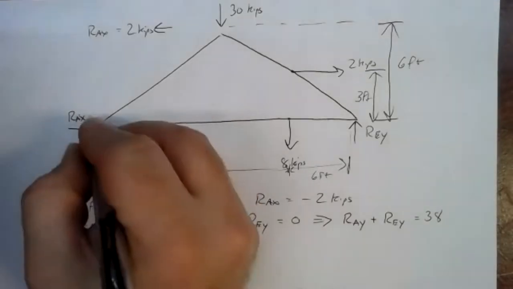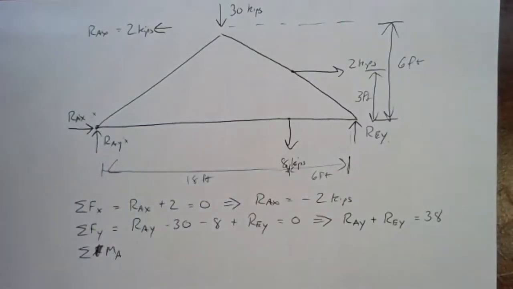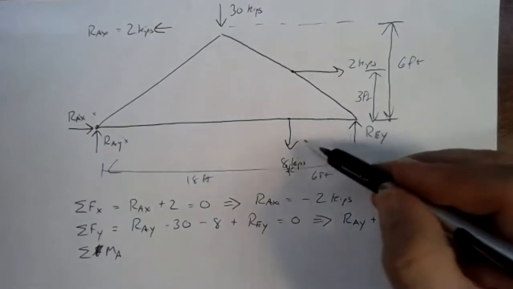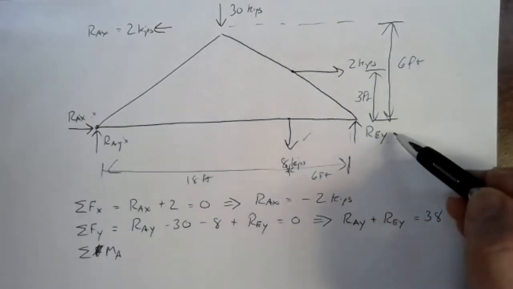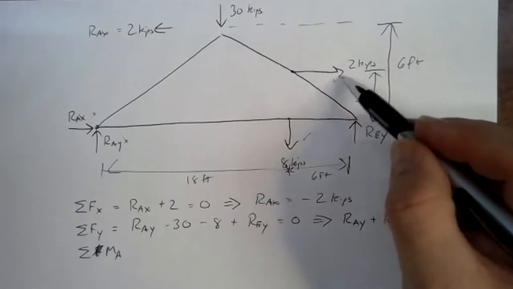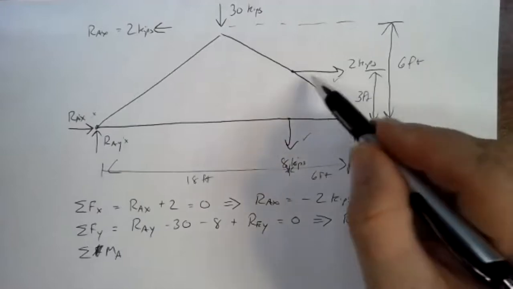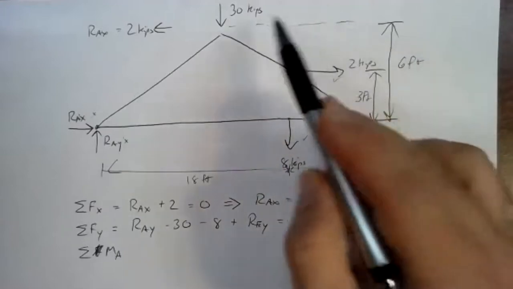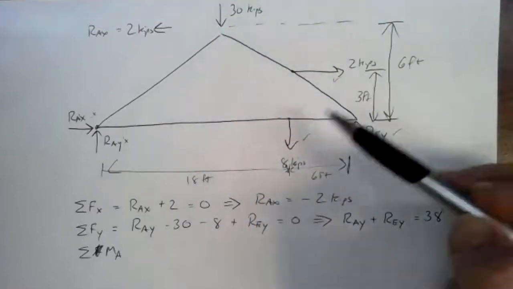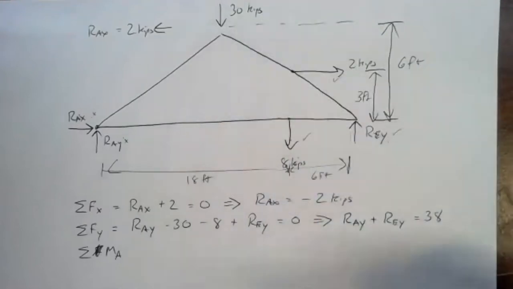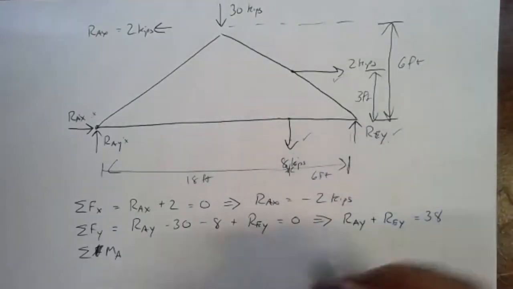That means RAY and RAX will not have a moment, but all the other forces will. The 8 kip force will have a moment. REY will have a moment. The 2 kip force will have a moment. Don't forget about that one. Easy to forget that that's there. And 30 kip force will have a moment. So we should have 1, 2, 3, 4 terms in our moment equation.